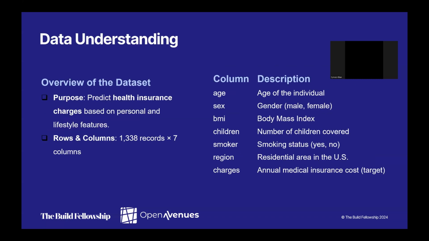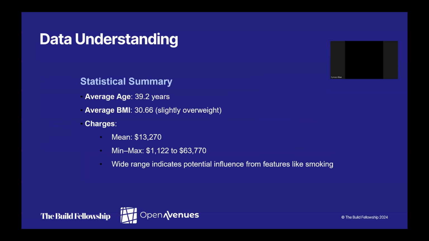So first, let's look into the dataset overview. The dataset includes 1,338 insurance records with 7 features like age, BMI, smoking status, and charges. Our target is the charges column. Each feature is carefully chosen to reflect lifestyle, demographics, and risk factors affecting medical costs.